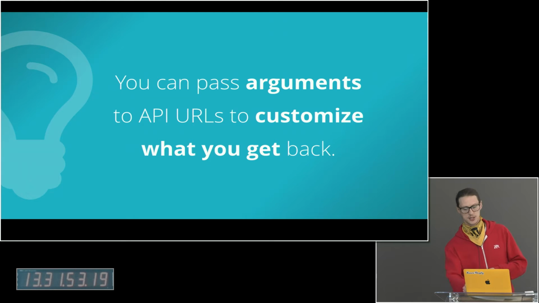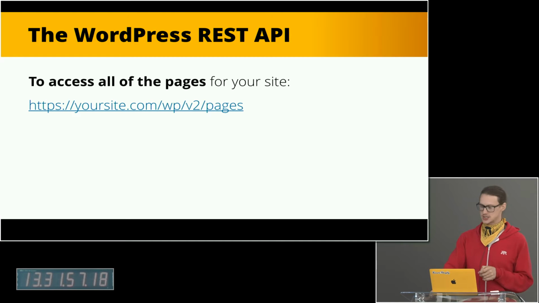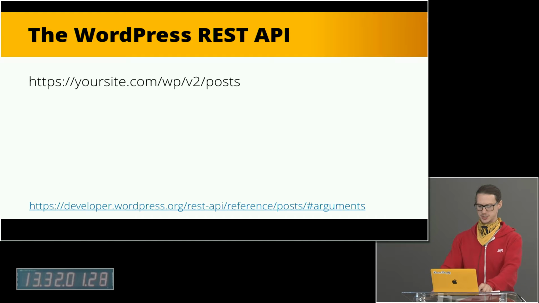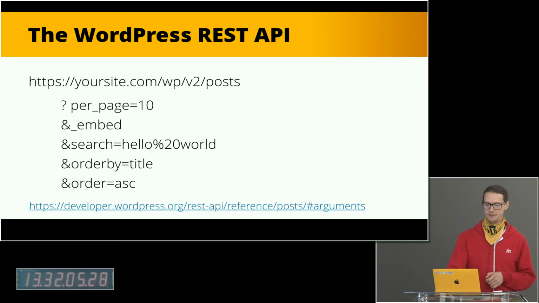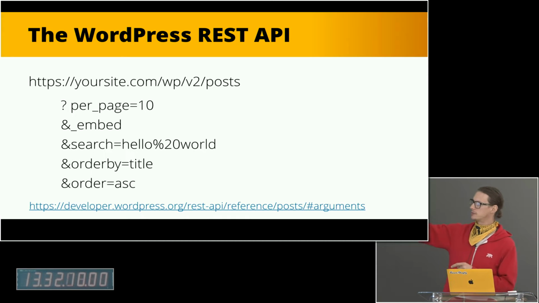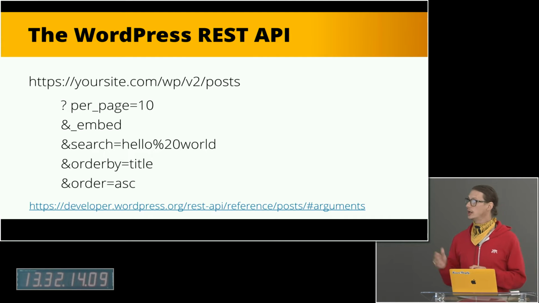Okay. So another thing that we could do is we could pass arguments into the API URLs and customize what we get back. So what I mean by that is, let's say we're going to get all of our posts here, right? If we were to add this query string, now this would all appear in one line. I'm just doing it to break it up and show you the possible order.